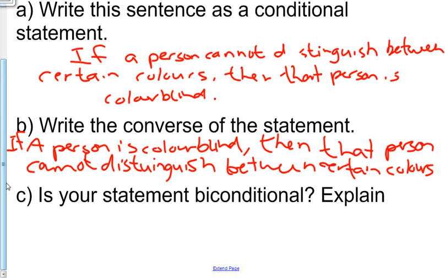Is your statement biconditional? Well, let's see. If a person cannot distinguish between certain colors, then that person is colorblind. That's true. And if a person is colorblind, then that person cannot distinguish between certain colors. Well, that's true too. So yes, it is biconditional.